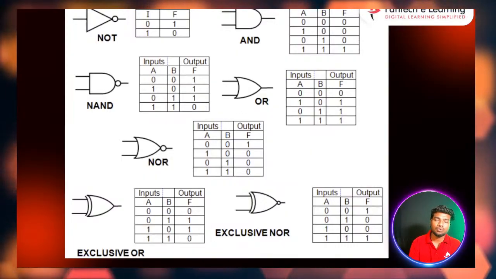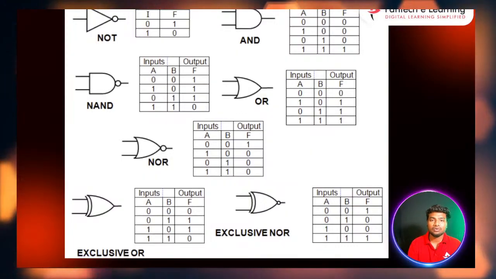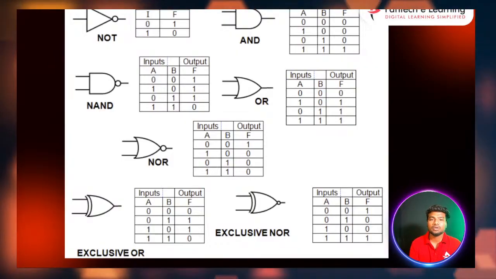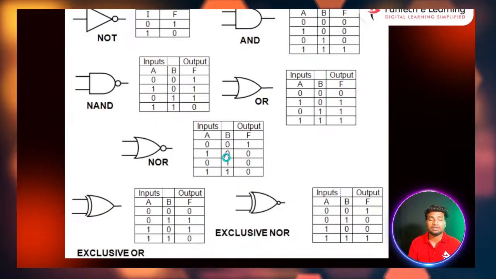If you have one room, and only if you have two keys can you open the room, otherwise you can't open it. So this is the functionality of the AND gate.